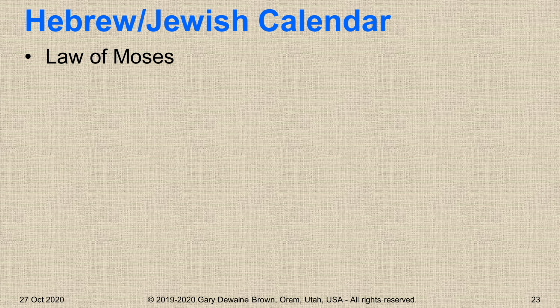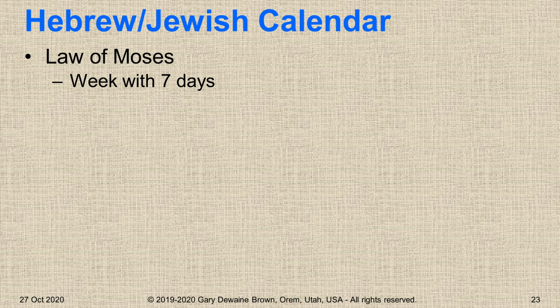The Hebrew calendar, called the Jewish calendar today, was given by God to the children of Israel as part of the law of Moses in the book of Exodus in the Old Testament. This calendar established a 7-day week, with the seventh day being the special Sabbath day reserved for worshiping God.